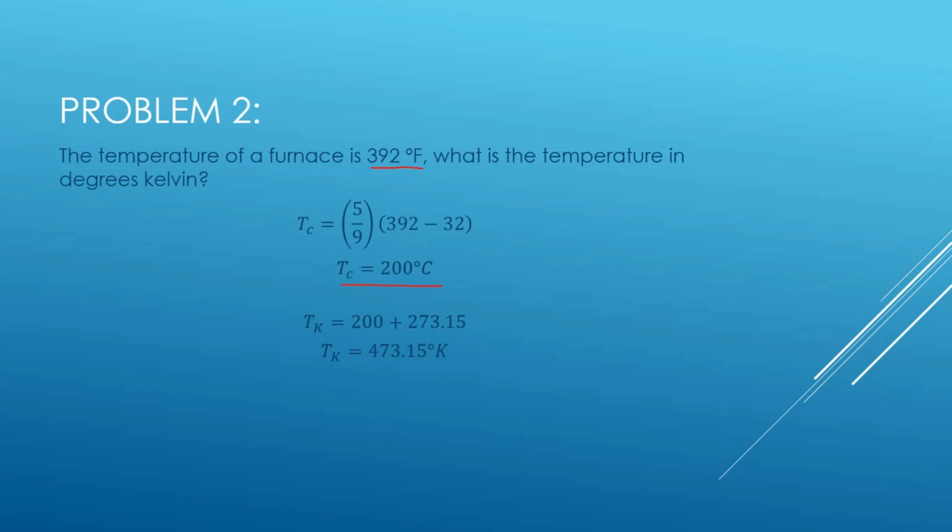Now use this value in the formula for Kelvin, which is the temperature in Celsius plus 273.15. So you get 473.15 degrees Kelvin.